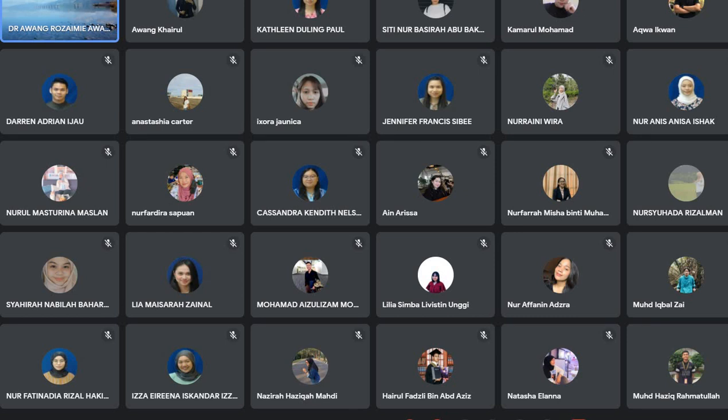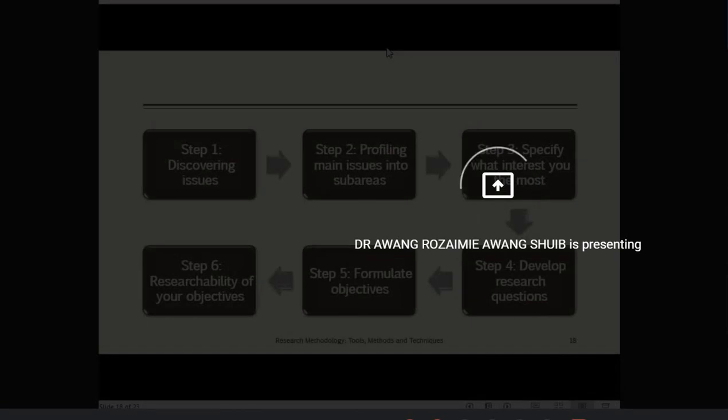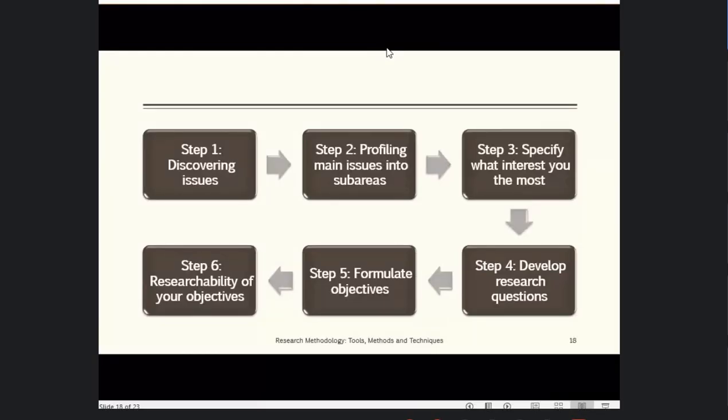Okay, in the last class, I asked you to share for today's discussion on the six steps, on how we identify the problems in our study. From your introduction and background of the study, after that, when you start to identify your research objective and questions, it goes into these six steps.